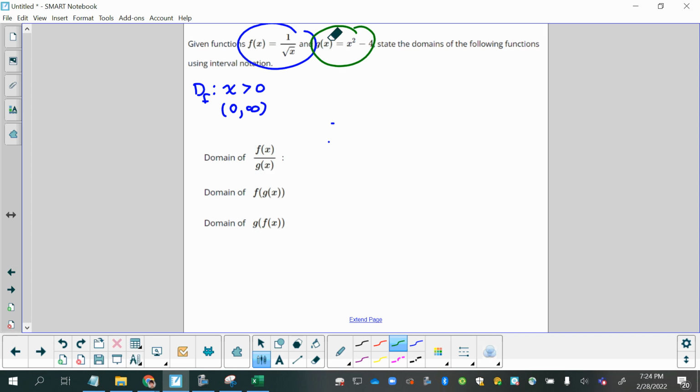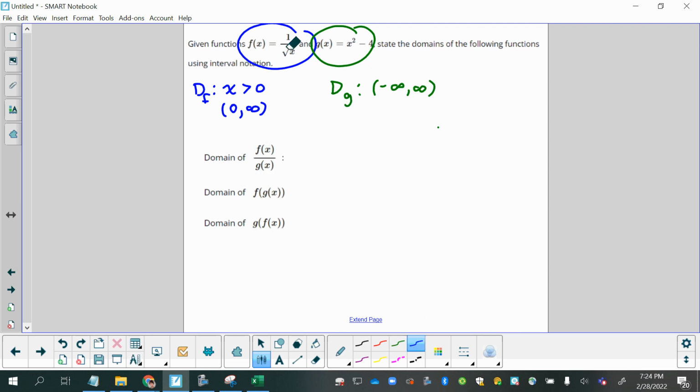The domain of g is going to be all real numbers. There are no restrictions for that one, because if you plug anything in for x and you square any number, you always get back a real number. And if you subtract 4 from any real number, you get another real number. So there's nothing that's going to make the function undefined.